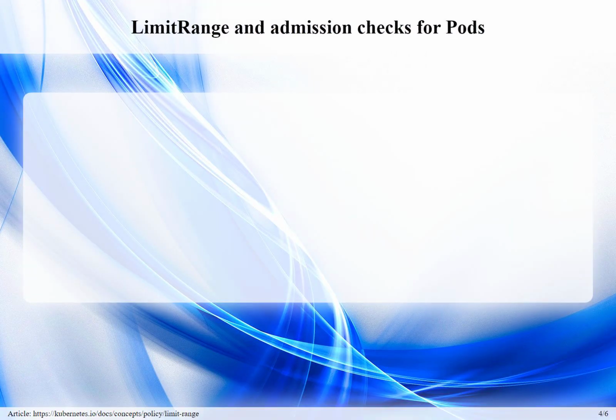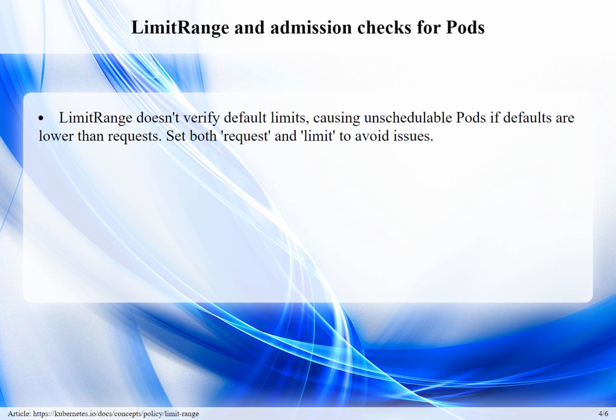Limit range and admission checks for pods. Limit range does not ensure that the default limits it applies are consistent with the resource requests made by containers. This can result in scenarios where a pod is unschedulable if the limit range's default limit is set lower than the requested resources. To avoid scheduling errors, explicitly setting both request and limit can help ensure compatibility.